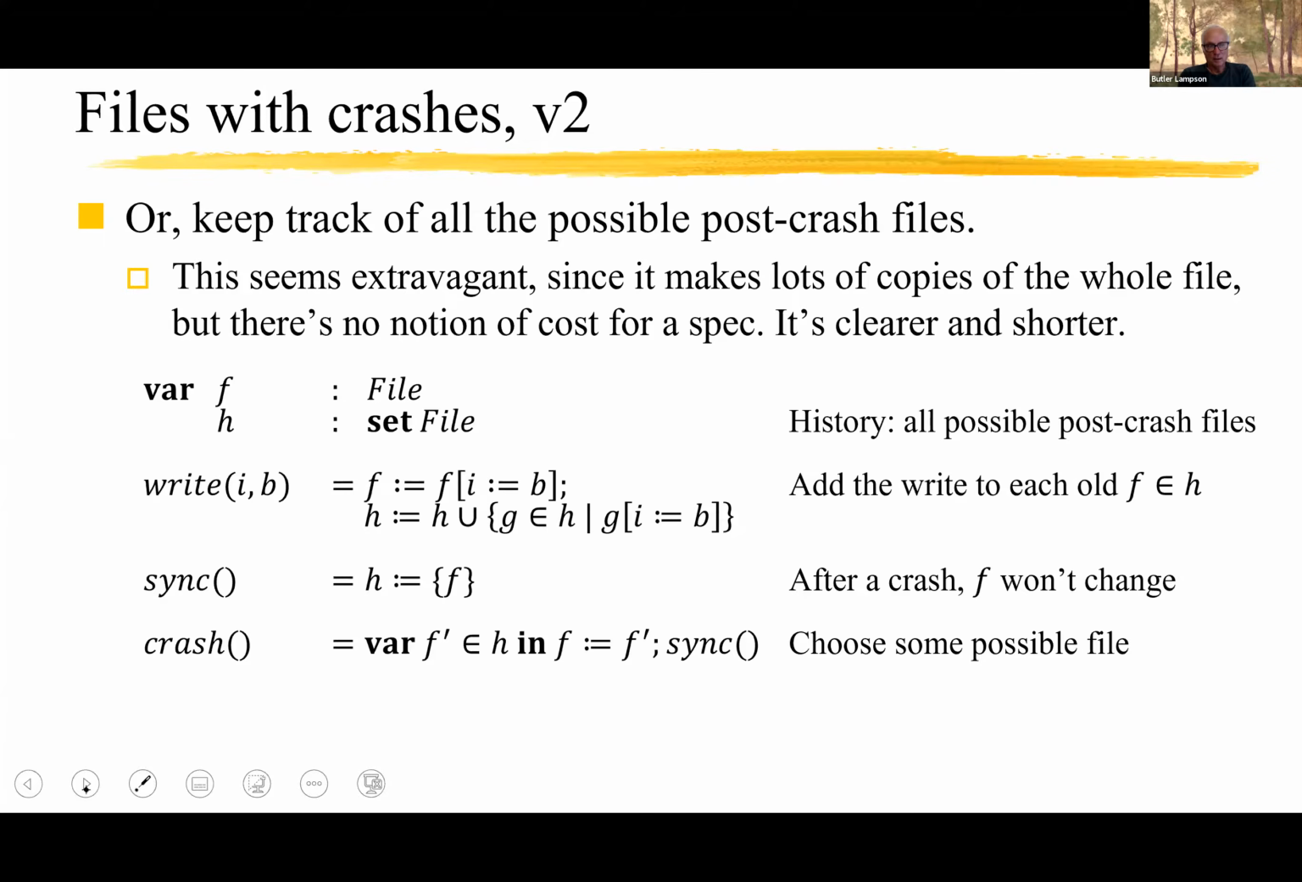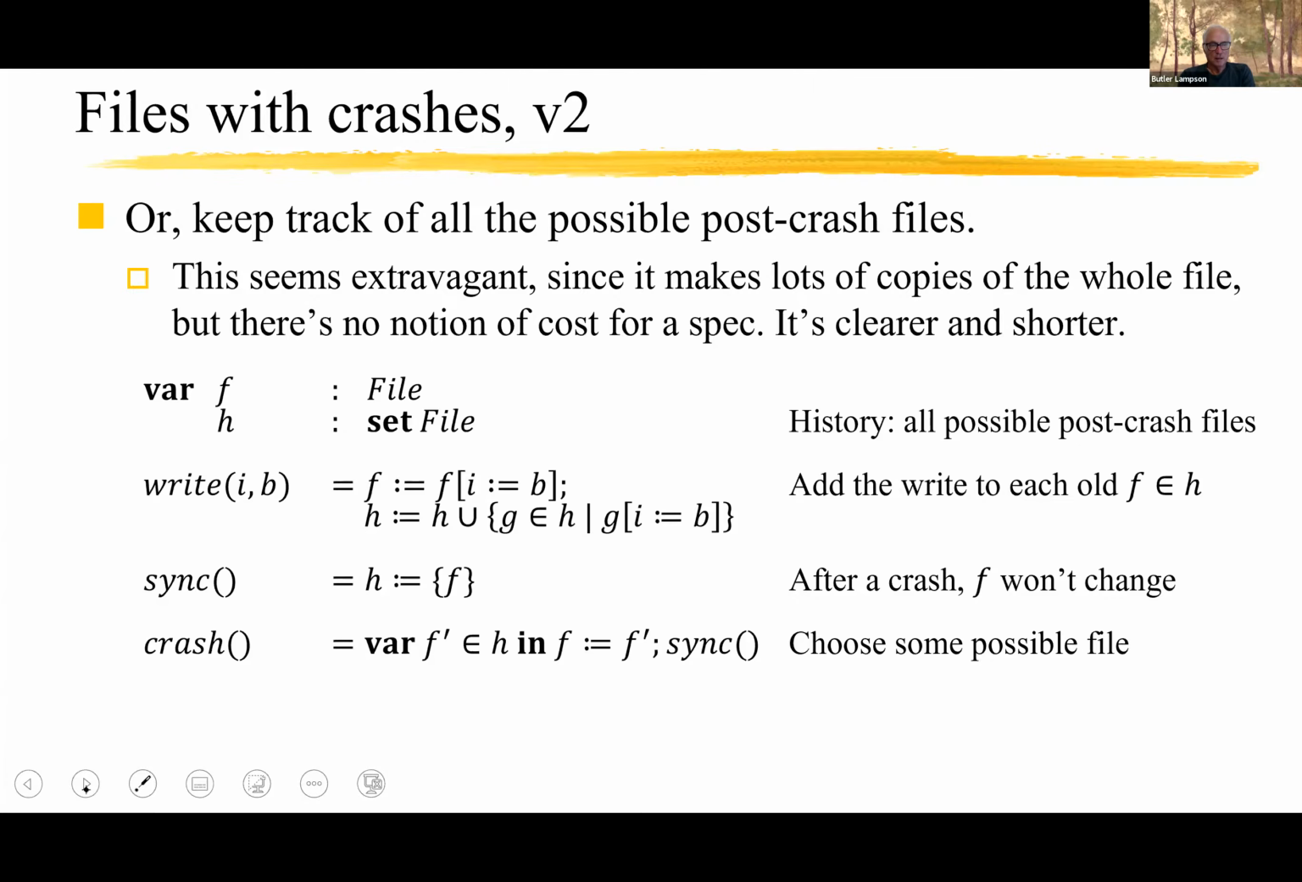So here's another way to write the crash spec, which at first you will probably balk at, because you'll say this is ridiculously expensive, since this spec says you're making lots of copies of the whole file. But you have to remember the goal of a spec is to be as clear and simple as possible. And there's no notion of cost for a spec. We're not executing these lines of code. There's going to be some code that we have to show behaves in the way that the spec says, but we do not have to actually do the things that it says in the spec.